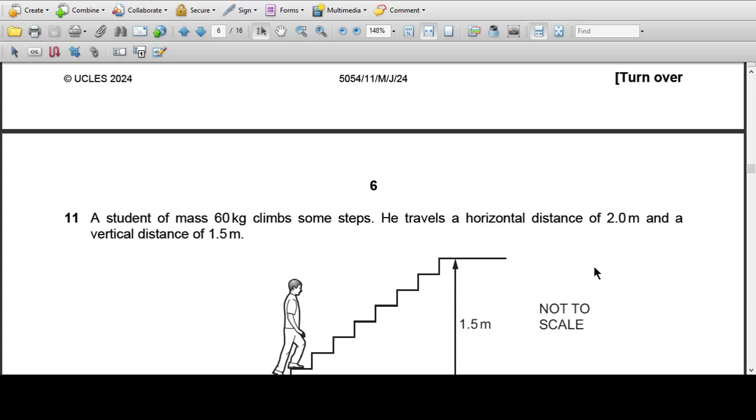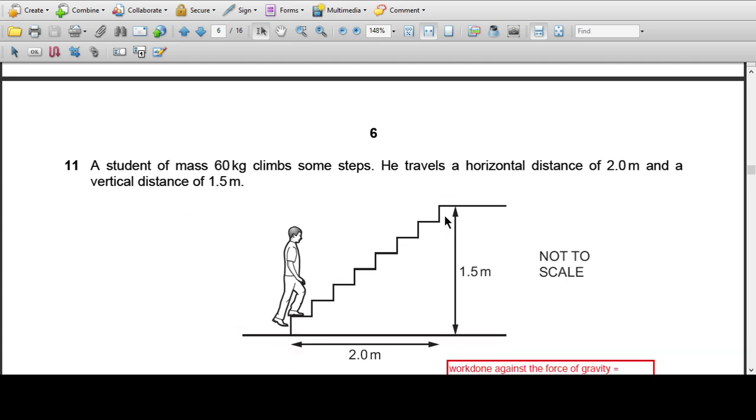Bismillah ar-Rahman ar-Rahim. In this session, we will discuss the physics MCQs paper, version 11 from May June 2024, question number 11 to 20. So, in this session, we will discuss question 11 to 20 from the multiple choice questions. Here we have the first question.